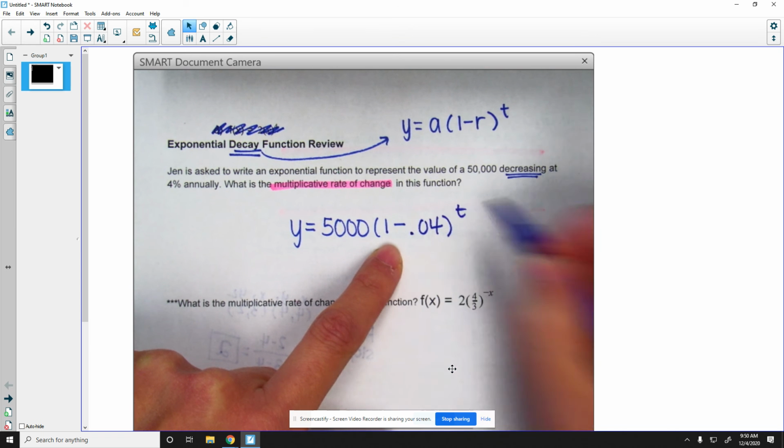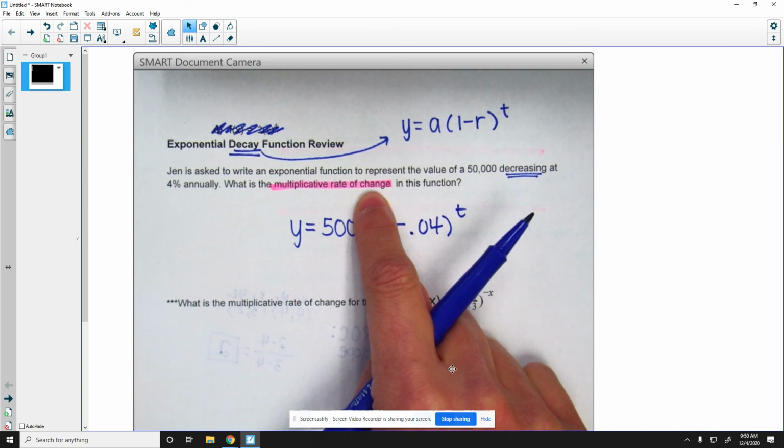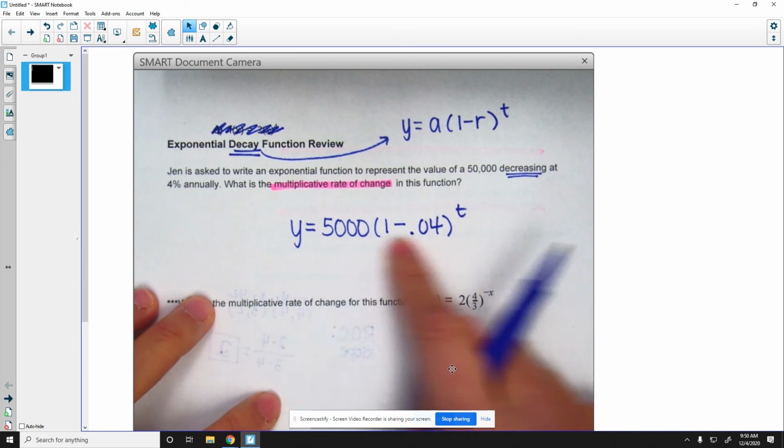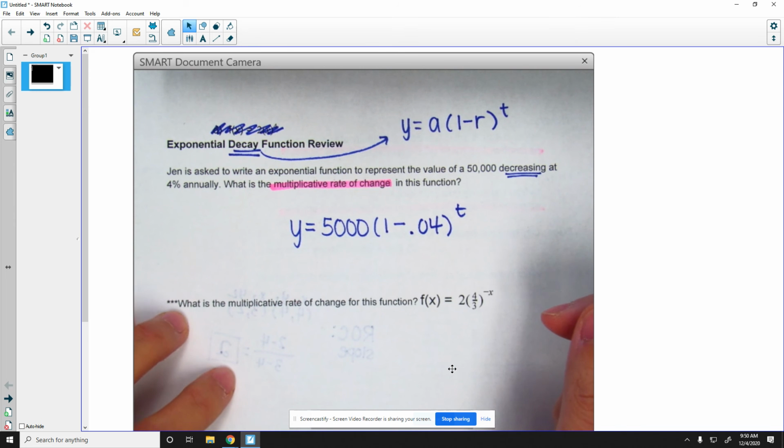0.04 to the t power. They don't tell me time, so I just write t. Okay, so that's not my answer. My question is asking me, what is the multiplicative rate of change? Does anyone have an educated guess? What is the multiplicative rate of change? Reed, what do you think?